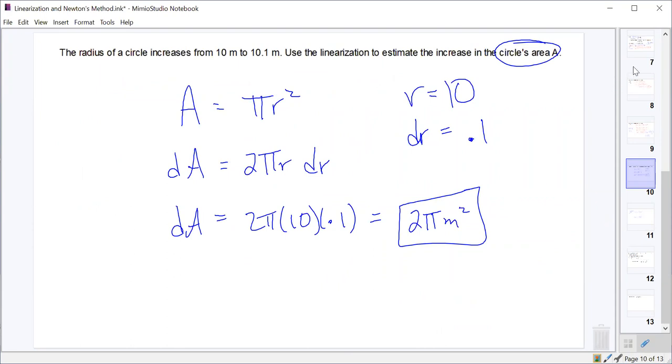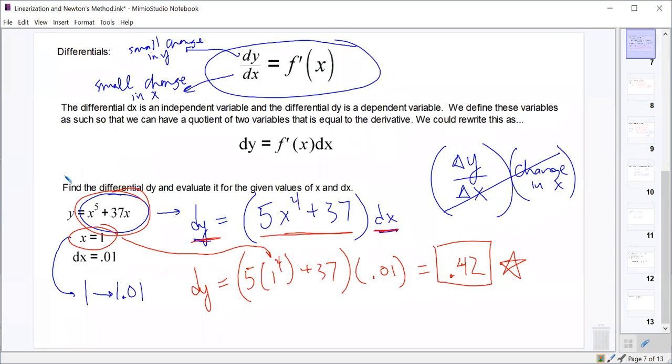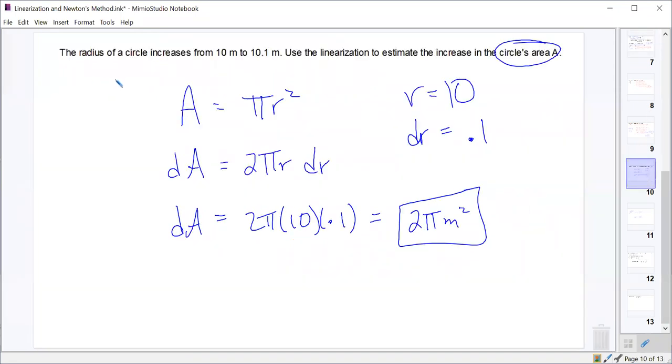Yeah, so that's what this whole idea of differentials is. The change in one variable is equal to the derivative of the function times the change in the other variable. With this circle, we said the area is pi r squared. We want to find the change in the area. So take the derivative of the area formula and multiply it by the change in the radius. All right. Does that help? Does that make sense? Yeah. Okay.